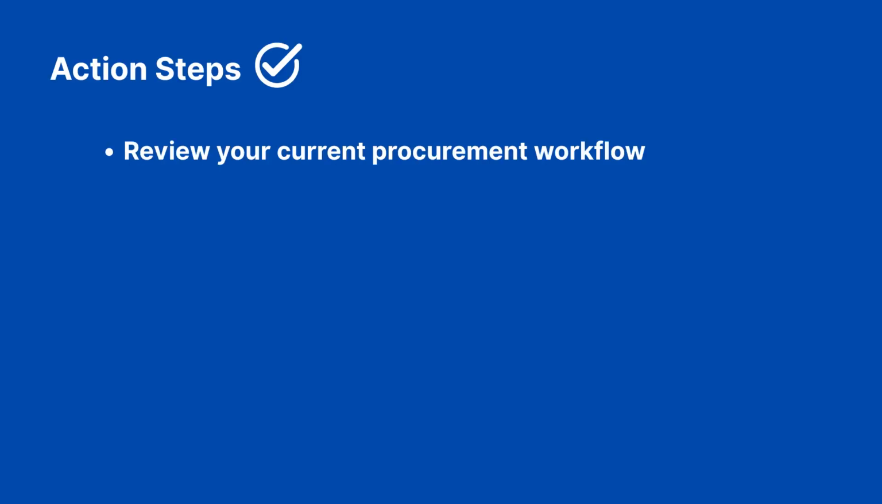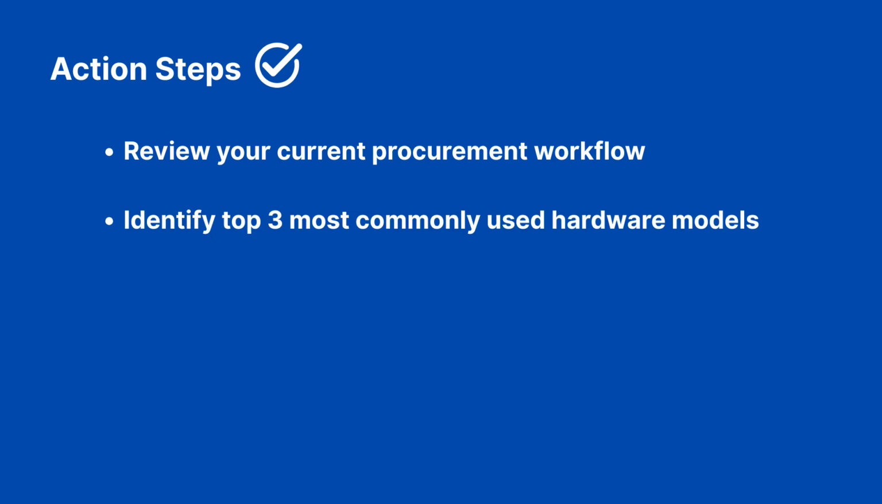Some action steps for you. Review your current procurement workflow. Where does it break down? Identify the top 3 most commonly purchased hardware models. Are they standardized? Calculate estimated total cost of ownership for a recent purchase. And did it hold up?